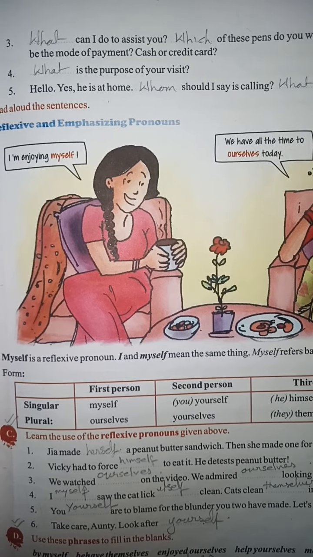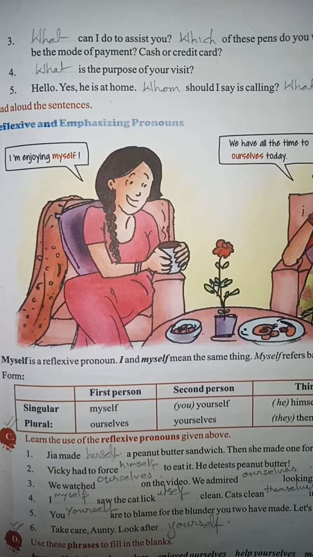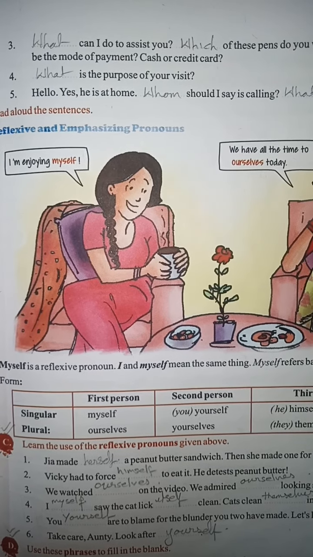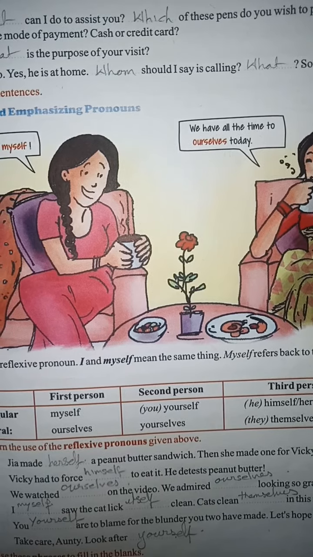Next we have reflexive and emphasizing pronouns. Let us see the conversation. I am enjoying myself. We have all the time to ourselves today.